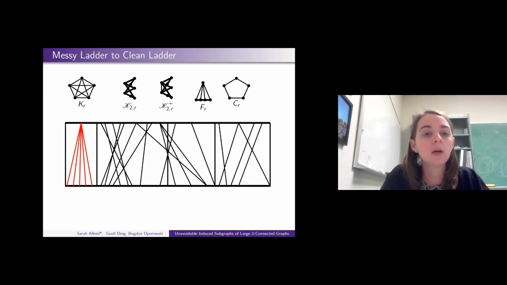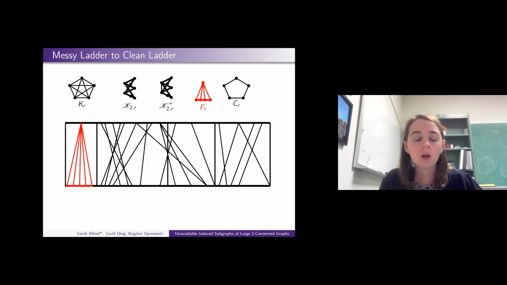So what I want you to notice is that if this vertex here has a bunch of rungs that it's adjacent to, or incident with, sorry, then what we get is an induced fan. If this fan is large enough, so if it has our target order, we want a clean ladder of order at least R. So if this fan here in red has order at least R, then we're good. Right, we've found a clean ladder of order R. That allows us to bound the degree.